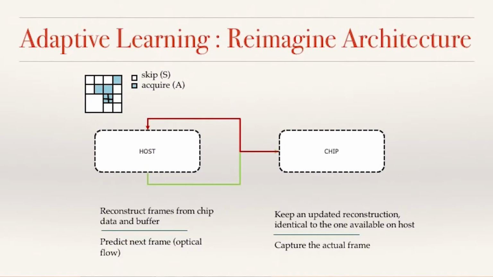Now, what do we do exactly with the Quadtree? Based on the reconstructed frames which are available on the host, it gives a prediction for the next Quadtree, and then the Quadtree is passed to the chip. The chip then acquires the data based on the Quadtree and also corrects it in case there is some error.